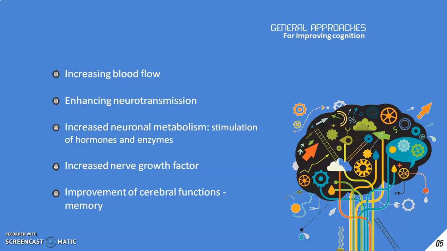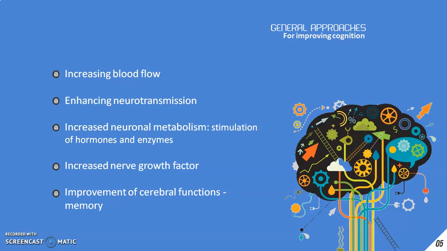Then one more approach is increased nerve growth factors. There are many nerve growth factors available. They are peptides, small peptides. Brain derived neurotrophic factors are there. If you are increasing that, there may be a chance of improving the memory. So this may be the one.